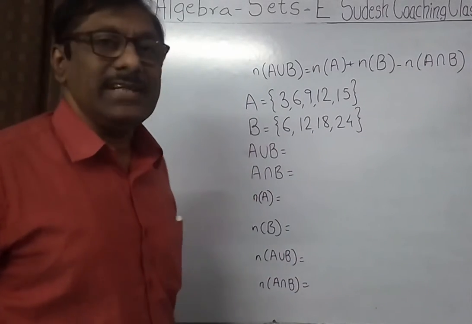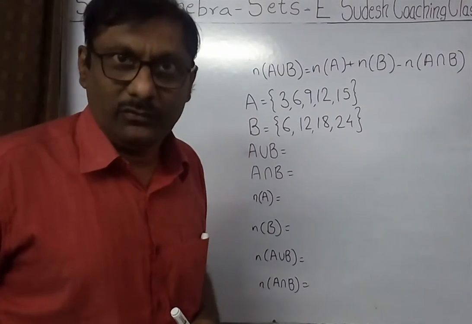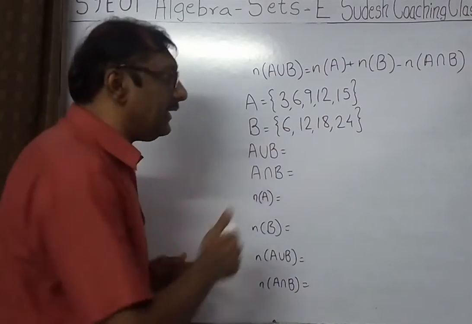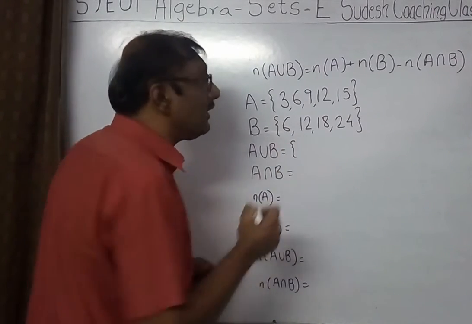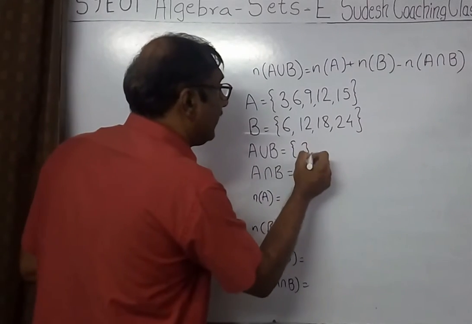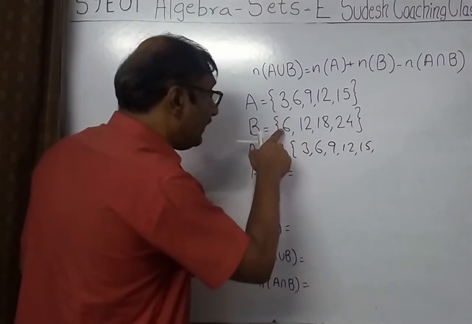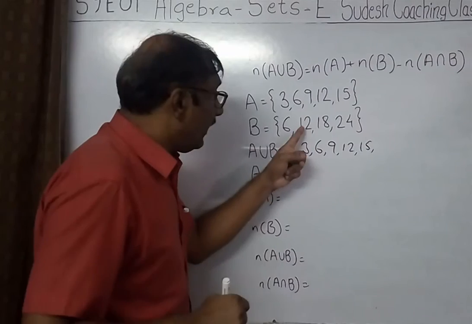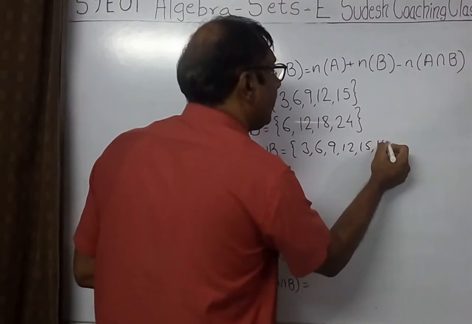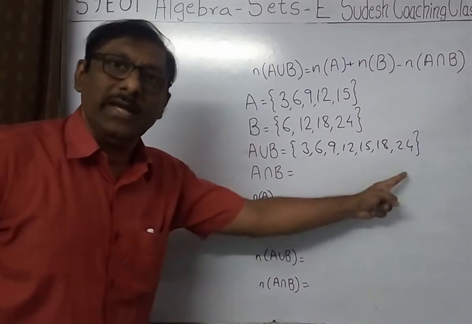Set A contains 3, 6, 9, 12, 15. Set B contains 6, 12, 18, 24. So first I'm going to write what is A union B. As I told you in the last episode, you're going to write set A complete: 3, 6, 9, 12 and 15. Now be careful. 6 is there, do not write it. 12 is there, do not write it. 18 and 24 you can continue writing. So our set A union B will contain so many elements.